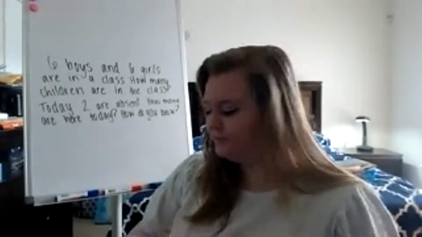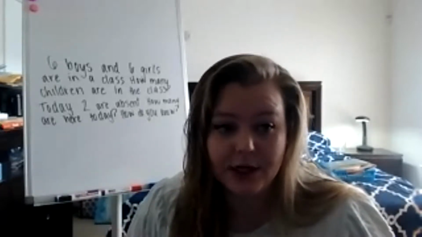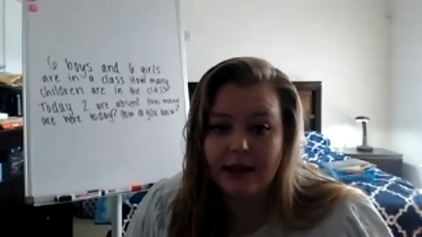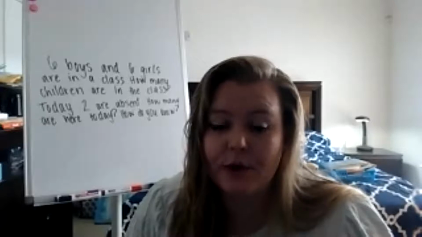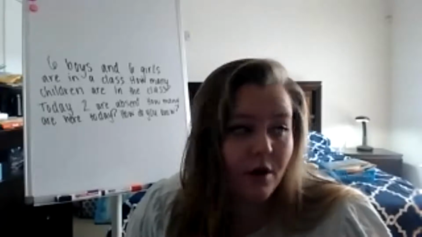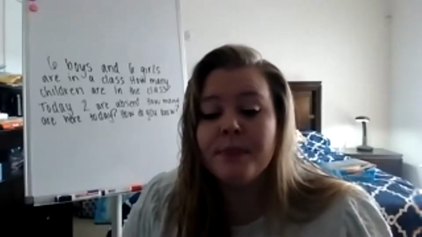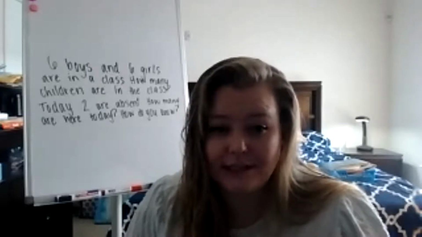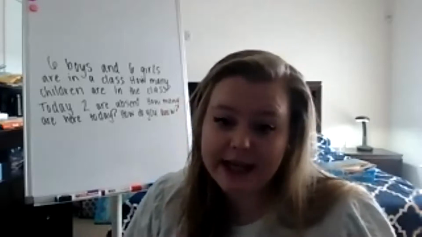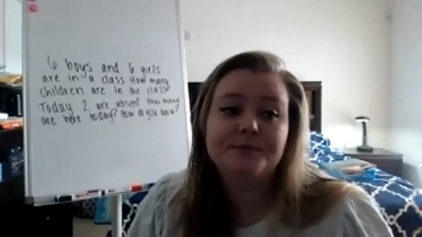Okay. So this is our practice problem. It says 6 boys and 6 girls are in a class. How many children are in the class? Today, 2 are absent. How many are here today? How do you know? And then it says to use pictures, numbers, and words to solve. So just like our problem yesterday, this one is kind of broken into 2 parts. So let's read again and figure out which one is our first part and which one is our second part.